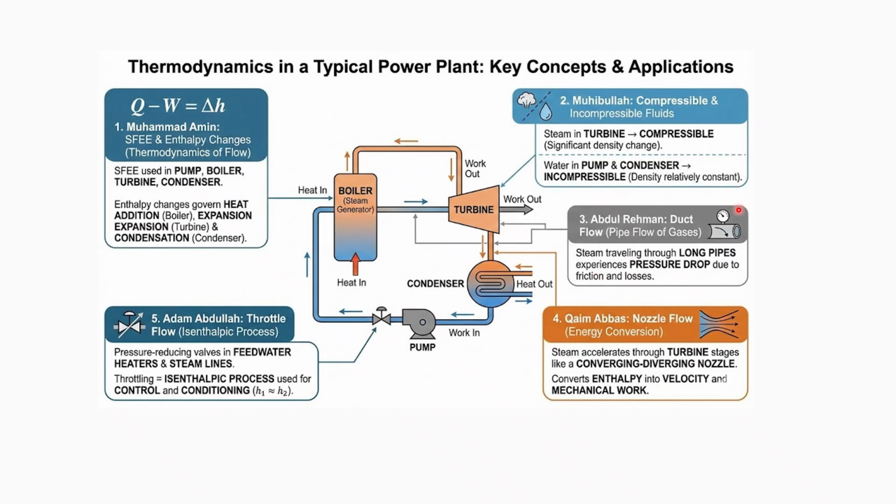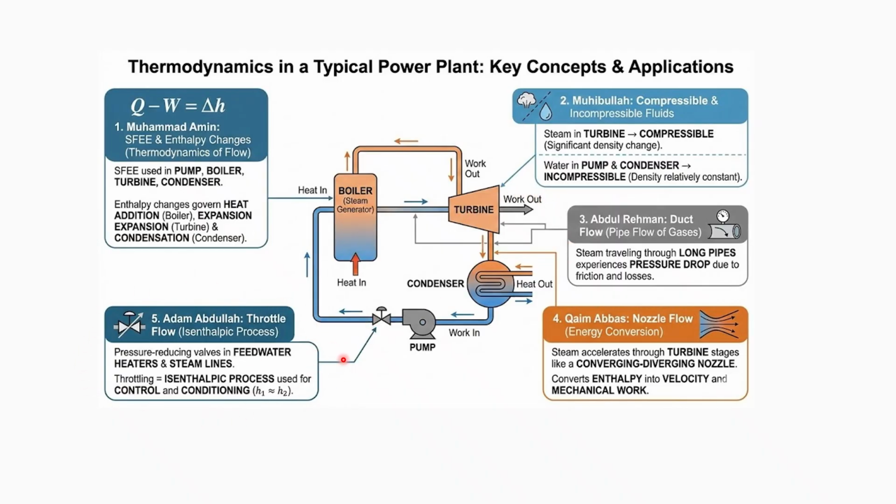Abdurrahman's topic was duct flow of gases. This appears in the long steam pipelines between the boiler and the turbine, where friction causes pressure drop and affects overall cycle performance. Qaim Abbas explained the nozzle flow, and this is directly relevant inside the turbine. The turbine blades act like a converging, diverging nozzle that accelerates the steam and converts enthalpy into velocity, and other useful mechanical work.